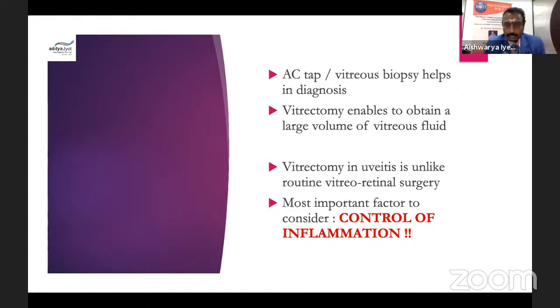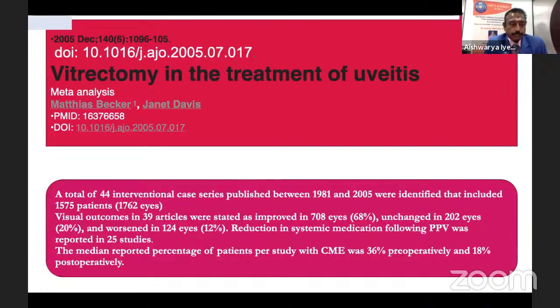And I don't know whether I have that video here, but this is vitrectomy in the treatment of uveitis. A total of 44 interventional case series published between 1981 and 2005 were identified that included 1,575 patients, and visual outcomes in 39 articles were stated as improvement in 708, 68%, unchanged in 202 eyes, and worsened in 124 eyes. Reduction in systemic medication following pars plana vitrectomy was reported in 25 studies. The median reported percentage of patients per study with CME was 36% preoperatively and 18% postoperatively.